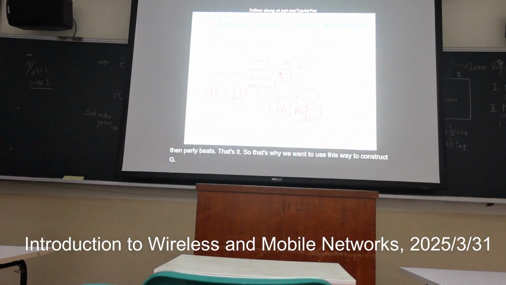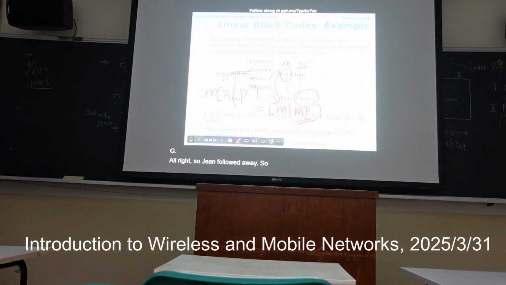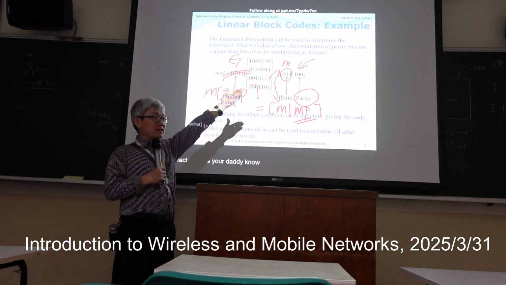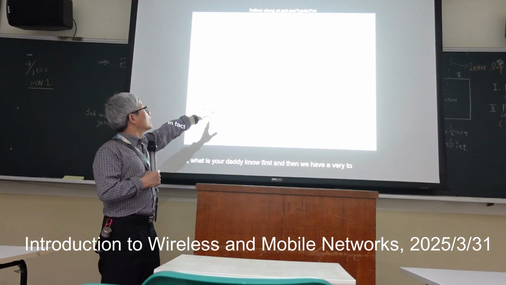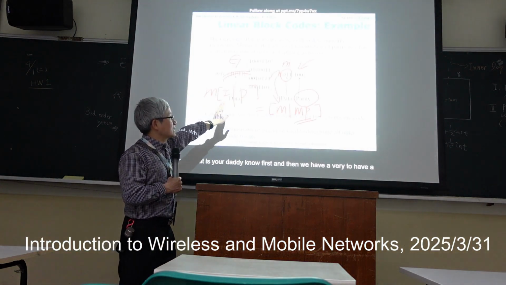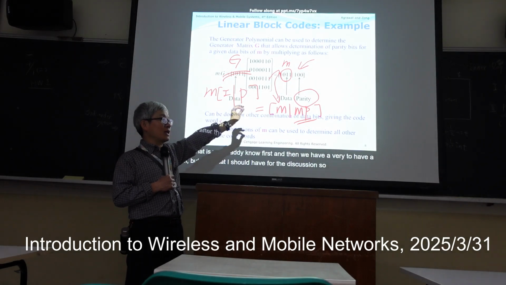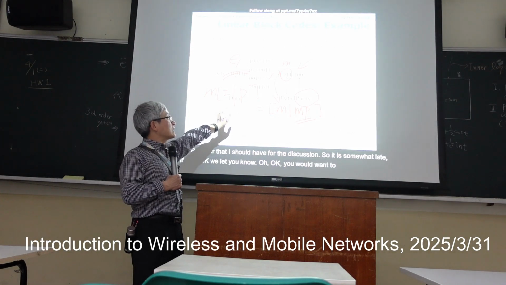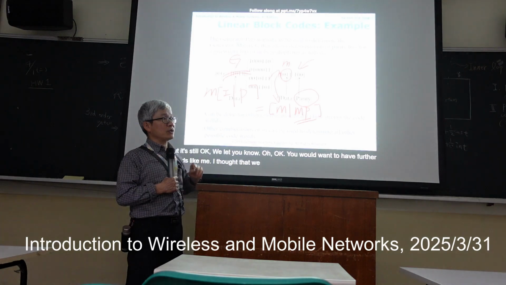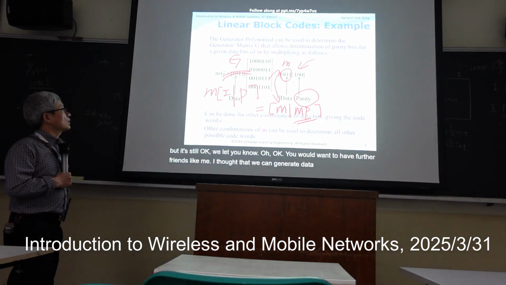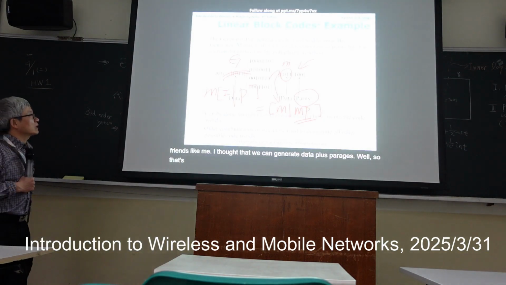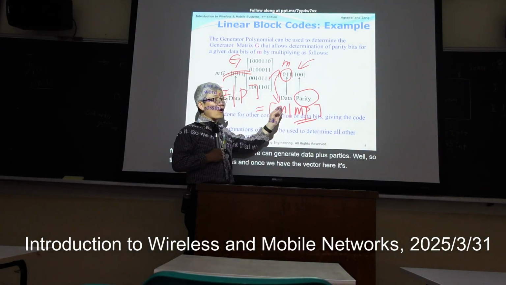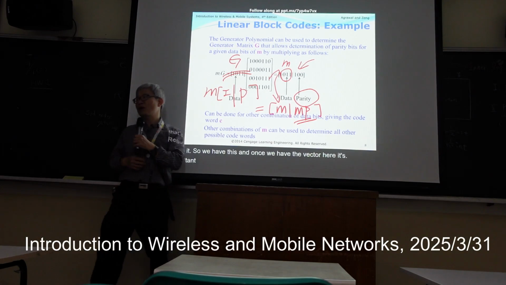Alright, so G follows this way. In fact, we should have let you know this first, and then the way to have G, but it came after that page where we had the discussion. So it is somehow late, but it's still okay. We want G to have the form like this so that we can generate data plus parities. And once we have this, it's the resultant whole vector.